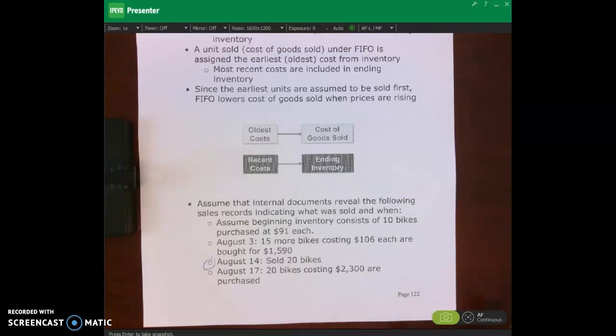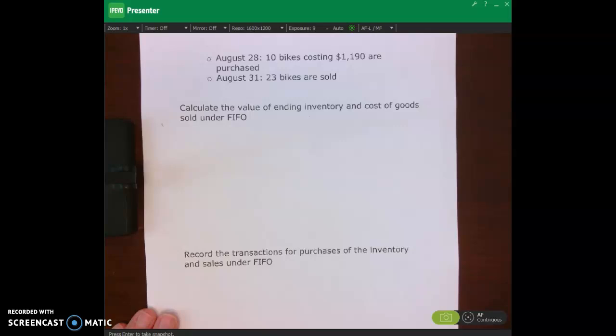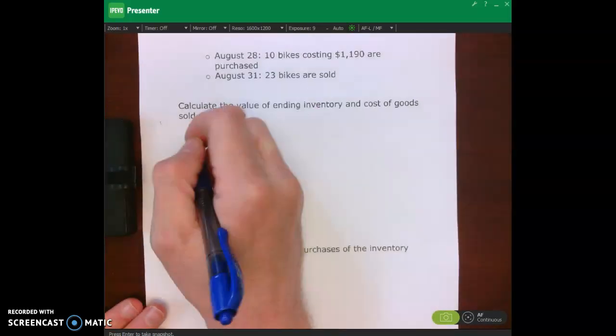On the 17th, same deal, 20 bikes at $2,300. The 28th, 10 bikes that cost us $1,190. And then on the 31st, 23 bikes are sold. Same exact problem. Let's set up our table.